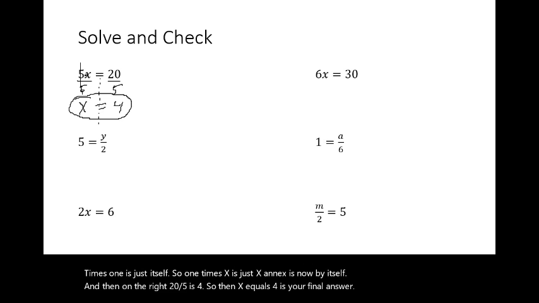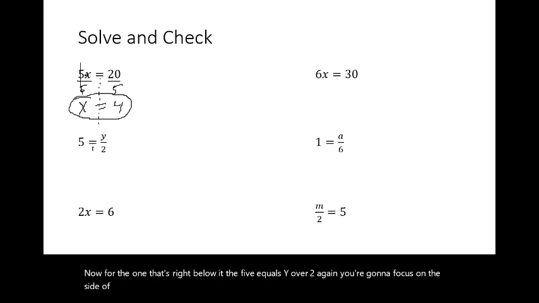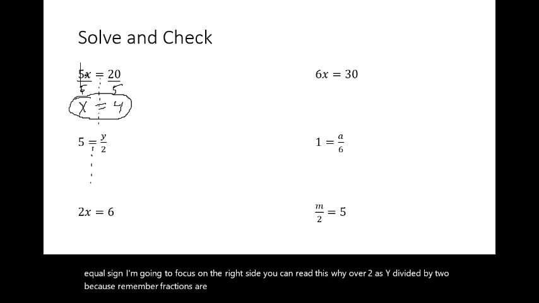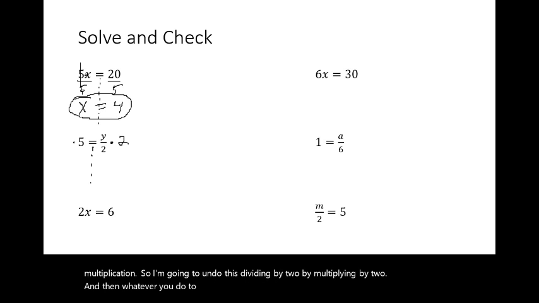Now for the one that's right below it, 5 equals y over 2. Again, you're going to focus on the side of the equal sign that contains the variable. So since the variable is on the right side of the equal sign, I'm going to focus on the right side. You can read this y over 2 as y divided by 2, because remember, fractions are the same as division. So what is the opposite of division? The opposite of division is multiplication. So I'm going to undo this dividing by 2 by multiplying by 2. And then whatever you do to one side, you have to do the exact same thing to the other.